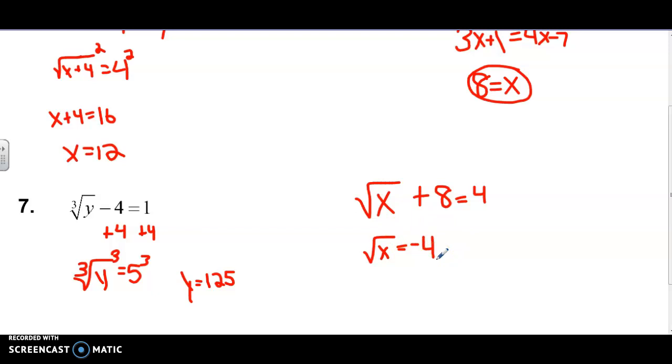So just take note that if you ever have the square root of something equaling a negative, once you isolate the radical sign, it's no solution. If it's cube root, it's okay because the cube root of something can be negative. It's just the square root of something cannot be.